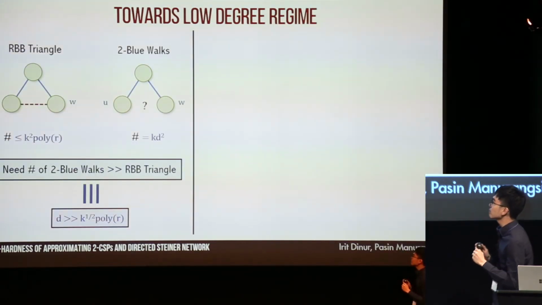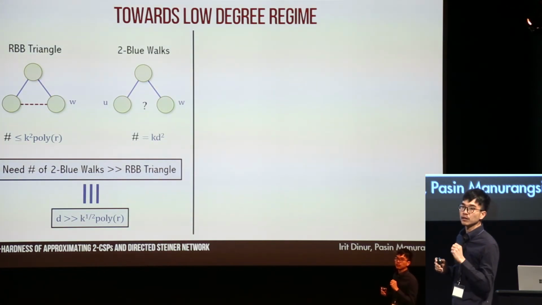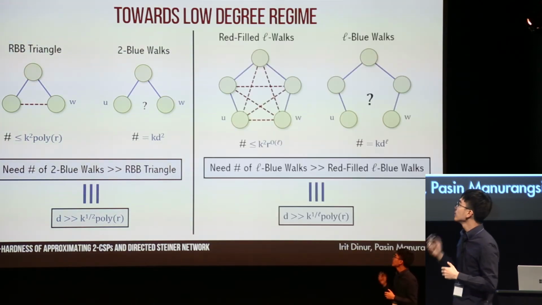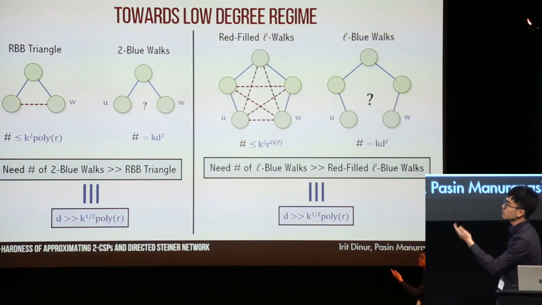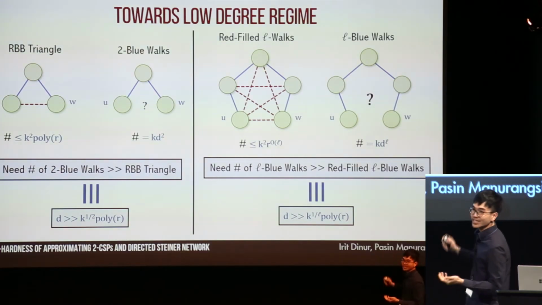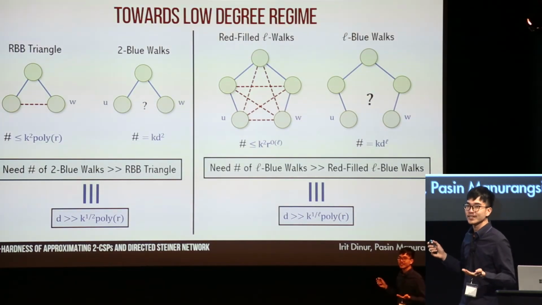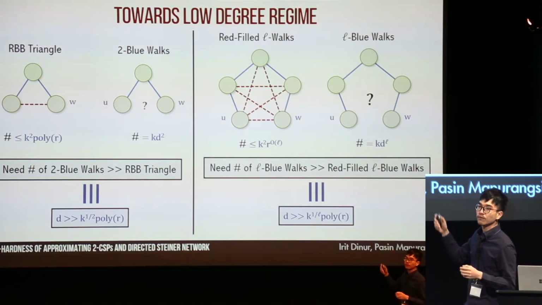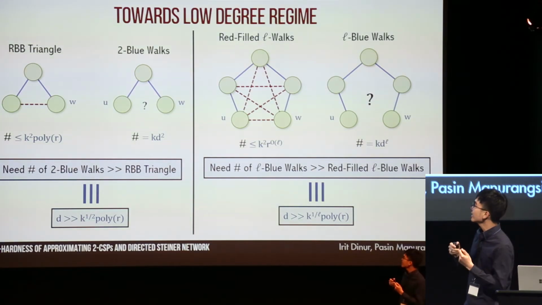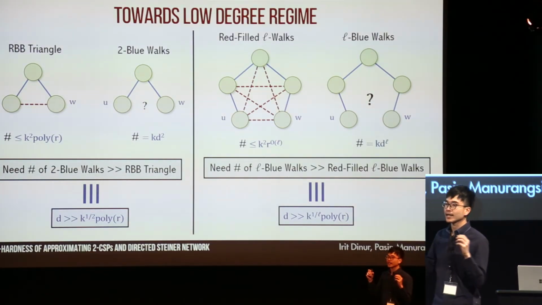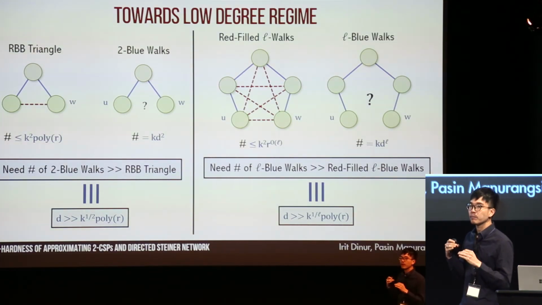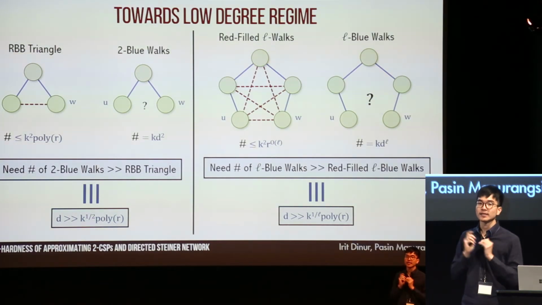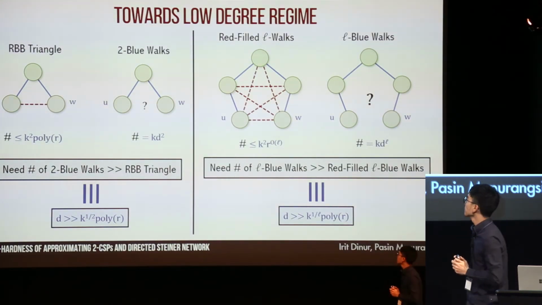So let me say just a couple of words on how to get from root v to v. In the root v case, we consider this red, blue, blue triangle. To break this barrier, we just consider the most natural generalization of it, which we call a red-filled L walk. So this is just a length L blue walk, such that all the non-consecutive pairs are joined by red edges. And indeed, if we count this instead of red, blue, blue triangles, then we get our whole proof.